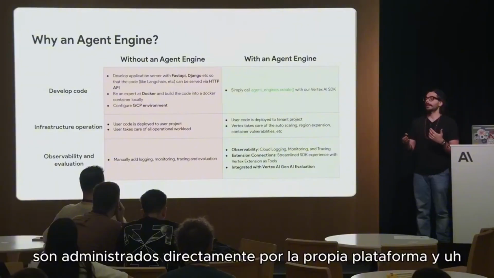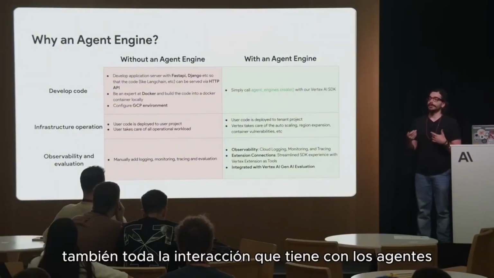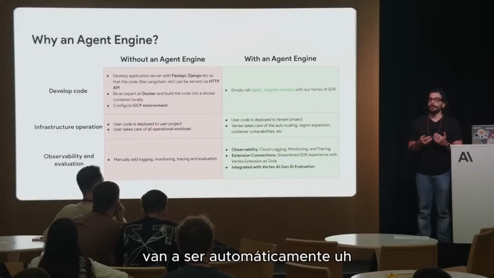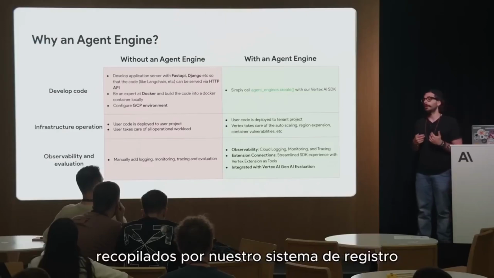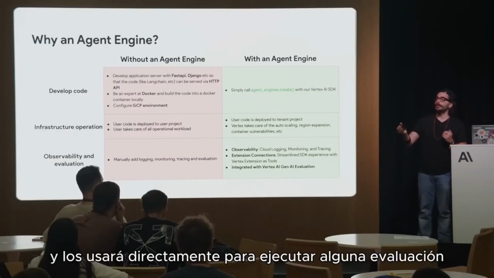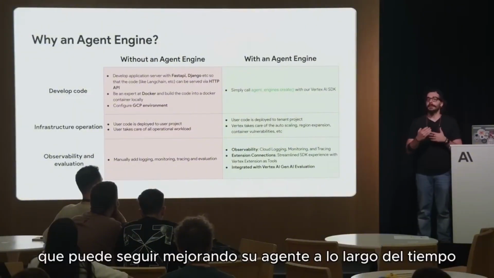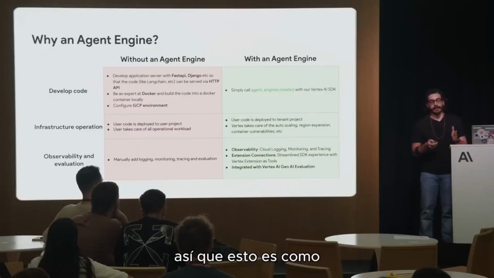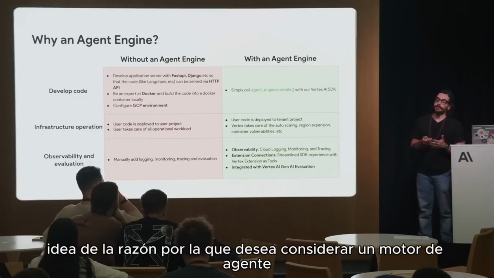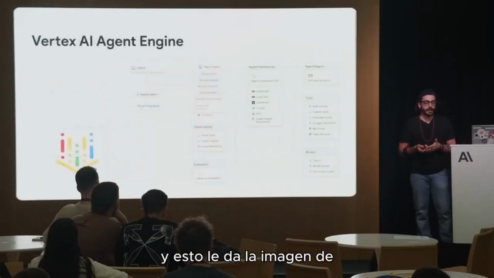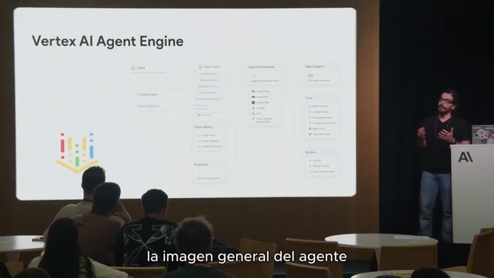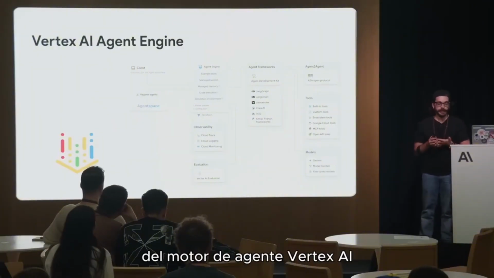They are directly managed by the platform itself, and all the interactions that you have with the agents are going to be automatically collected by our logging system, and you will directly use them to run some evaluation in a way that you can keep improving your agent over a long time. So this gives you an idea of the reason why you want to consider an agent engine, and this gives you the overall picture of the Vertex AI Agent Engine.